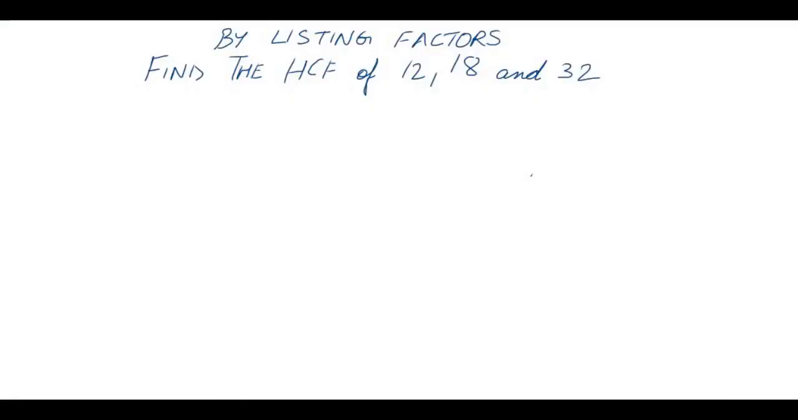Alright? Now let us see how we can find the HCF of three numbers by listing their factors. So the question is, find the HCF of 12, 18 and 32. So we start by first finding the factors of these three numbers. So the factors of 12 are, you know how to find the factors, right?